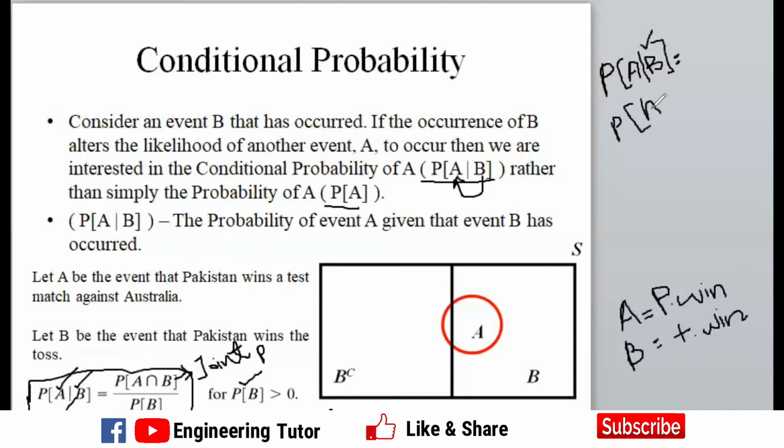So now that can be calculated by P of A intersection B, the joint probability, divided by the probability of B. Okay, the probability of B is already known, but the joint probability is not known here. How can you find out the joint probability?